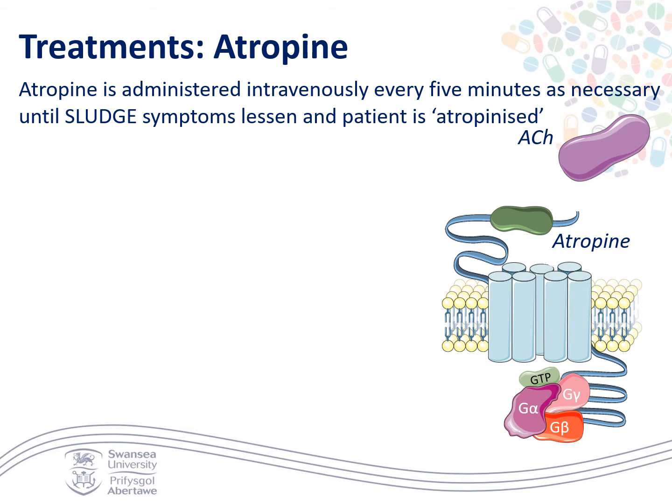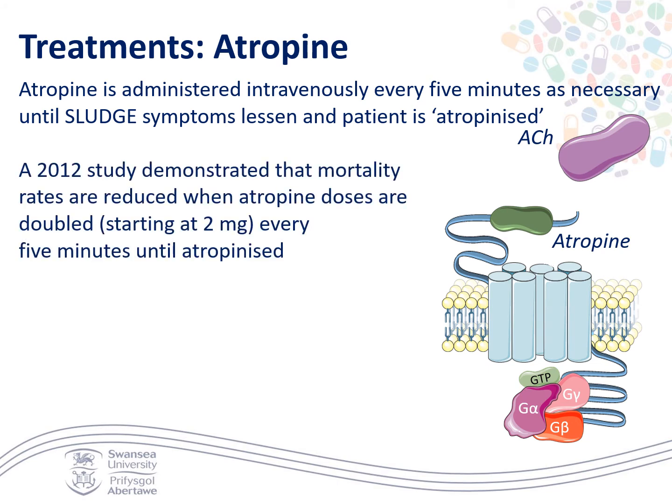Atropine is administered intravenously every 5 minutes as necessary until the SLUDGE symptoms lessen, and the patient is then described as being atropinized. Now, a 2012 study demonstrated that mortality rates are reduced in organophosphate poisoning when atropine doses are doubled, initially starting at just 2 milligrams every 5 minutes until atropinized.